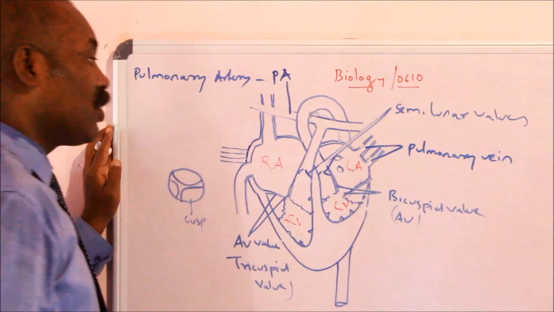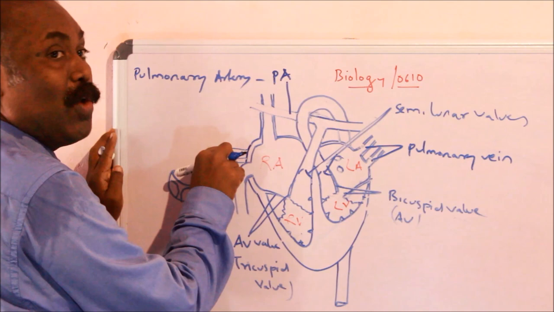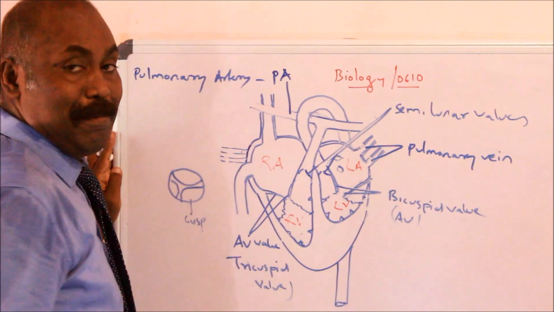If they ask you to label these two, they are pulmonary veins. Don't get confused, they are pulmonary veins, opening into the left atrium.